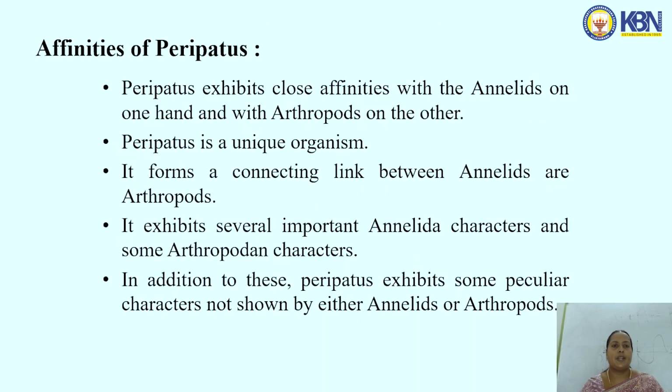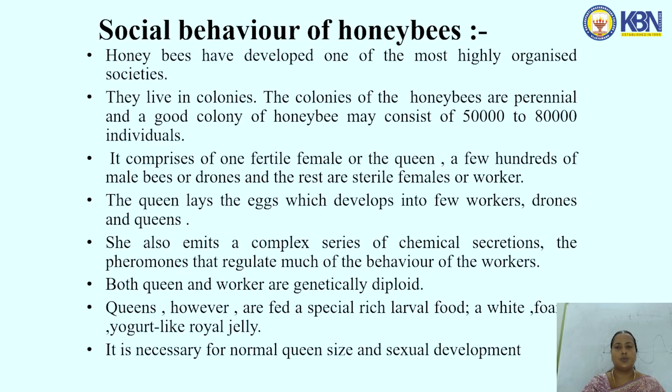Affinities of Peripatus. Peripatus exhibits close affinities with the annelids on one hand and with arthropods on the other. Peripatus is a unique organism. It forms a connecting link between annelids and arthropods. It exhibits several important annelid characters and some arthropod characters. In addition to these, Peripatus exhibits some peculiar characters not shown by either annelids or arthropods.